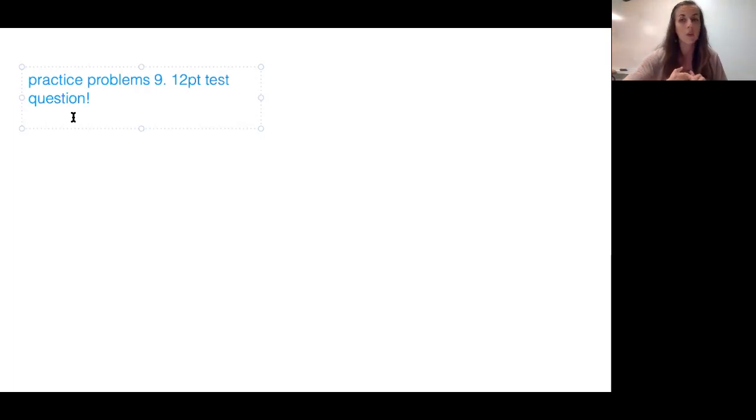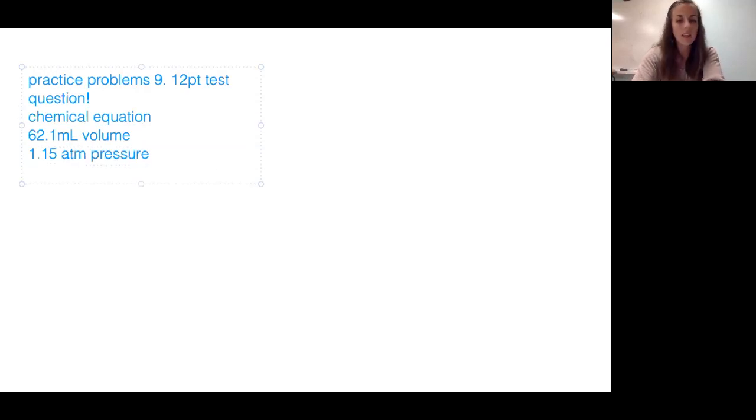Okay, so they give me a chemical reaction, so I'm going to write that down because a chemical equation for a reaction normally tells me I'm going to use stoichiometry in some way. Okay, so there's that. They give me 62.1 milliliters, which I know is a volume. They give me 1.15 atmospheres, which I know is a pressure. And they give me 23 degrees Celsius, which I know is a temperature. They're asking for grams of silver.